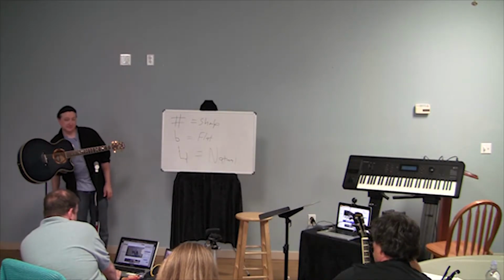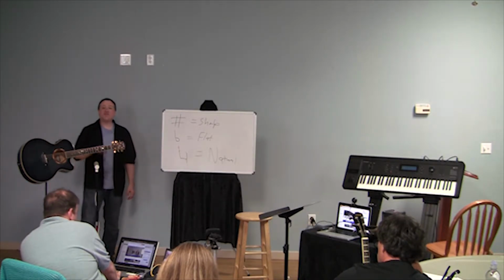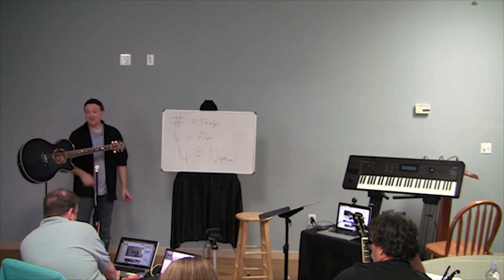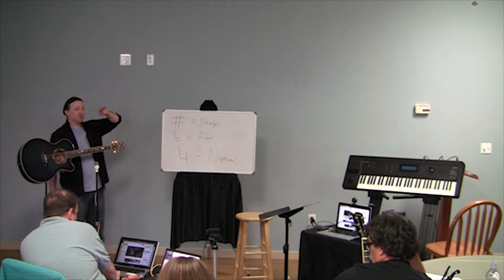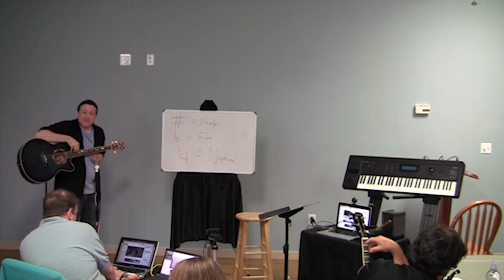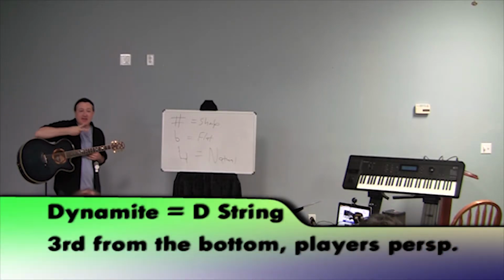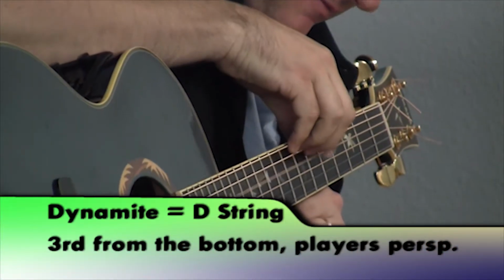Got it? Let's do another string. Of the E, A, D, G, B, E, which one do you want to do next? It's not E. D is the right answer, because that's what I was thinking. So the D string is the 3rd from the bottom, from the player's perspective. It's this one here.